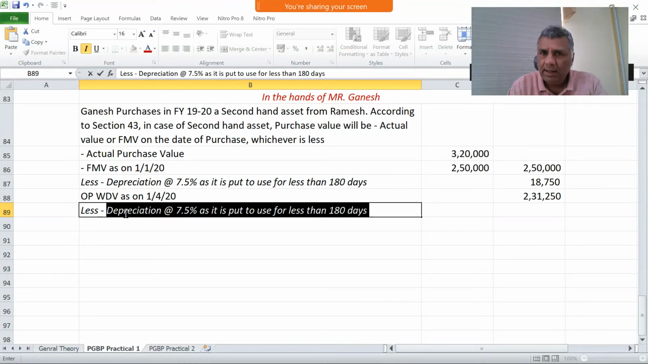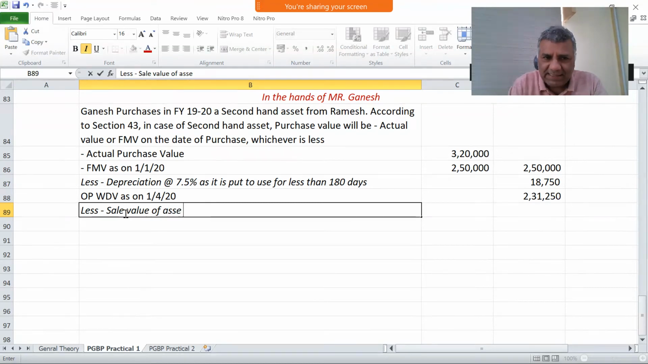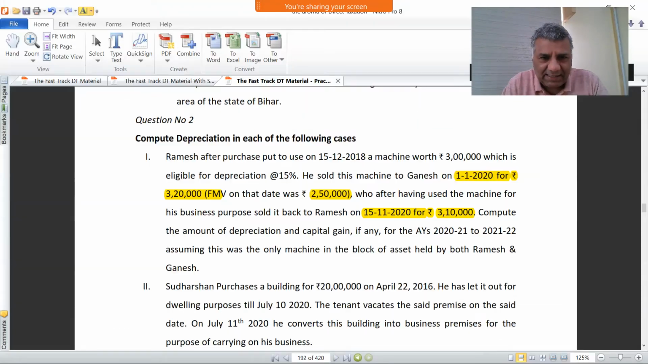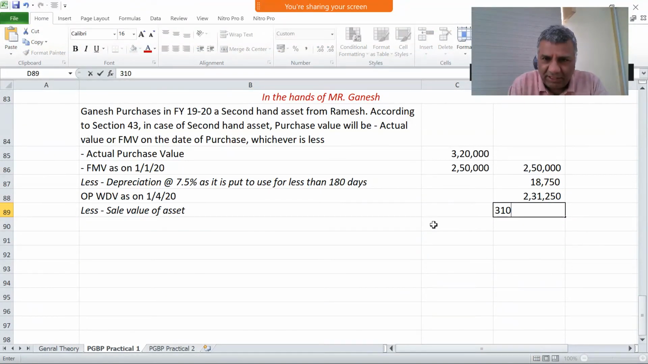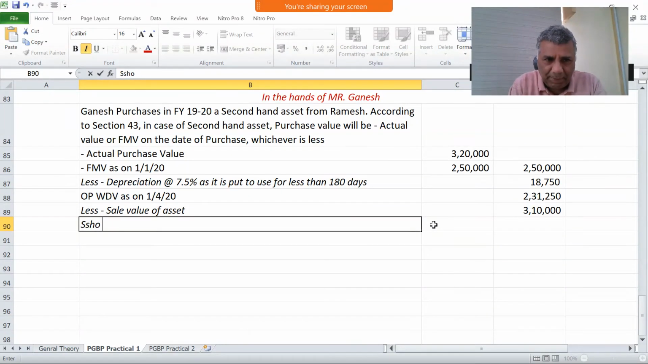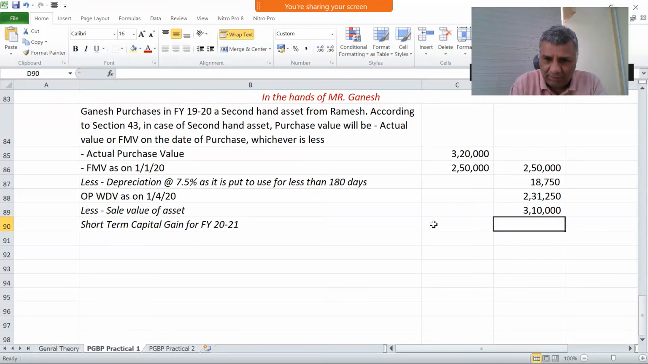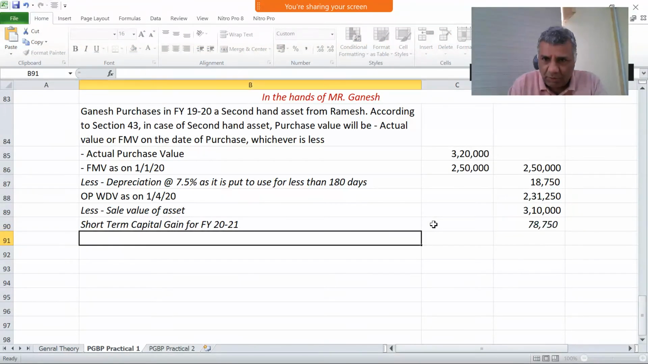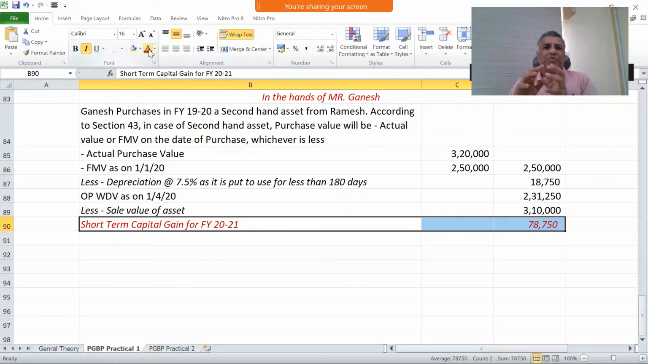Less sale value of asset. On 15/11/20, he sold it for 3,10,000. Now he is having a short-term capital gain for financial year 2021: 310 minus 231,250. So this is the biggest problem if you do a transaction like this. Everywhere, every person will end up paying more taxes. A rare question, but still, I want to put it somewhere into your mind.